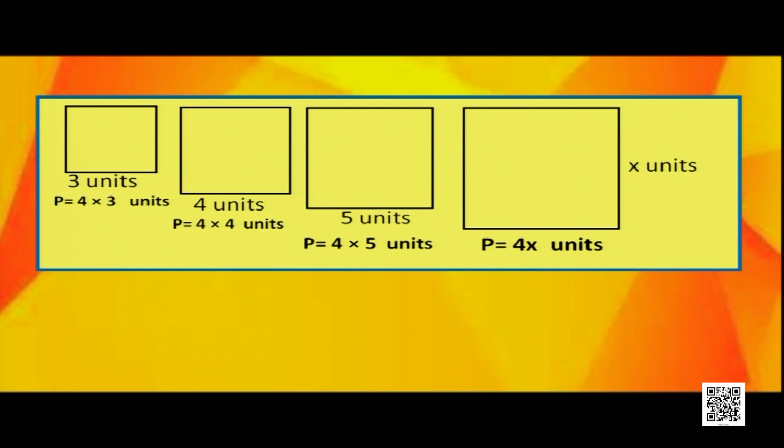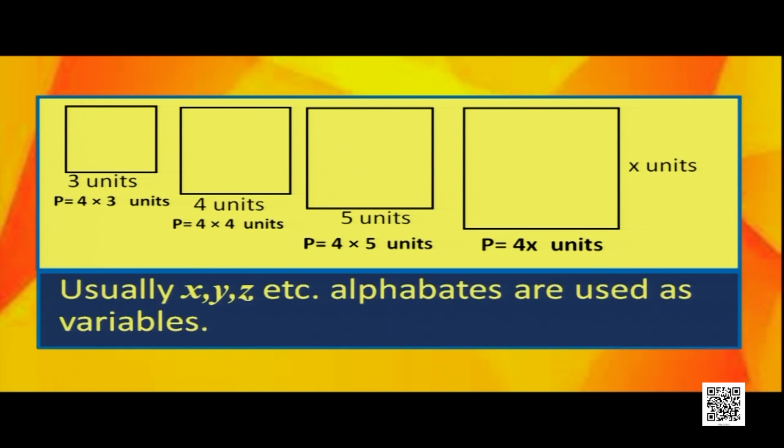Why is it a variable? If we look at these steps, in each square 4 is a constant, and what is changing? The length of the side is changing. That means here the length of the side is our variable, which is taken here as x. Now, usually in case of variables, you use the alphabets x, y, z, etc.